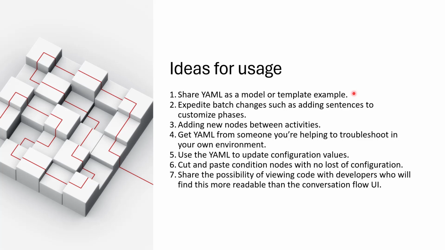So we'll do this together. Henri did a great one about the carousels inside of the conversation panel, so we'll do that together. You can also expedite batch changes. Let's say you're dealing with a bot that is still using phrases and not dynamic chaining. Then you might want to just go ahead and add 10 phrases by copying and pasting into your YAML.